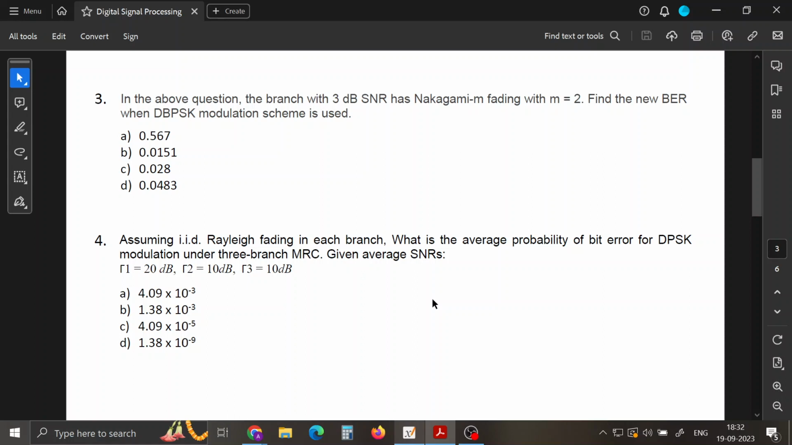Now if this is the condition, then we need to find the new bit error rate, and again the same dBPSK modulation scheme is used. So what we are saying is that one of the branches, the 3 dB average SNR branch, has Nakagami M fading with this m, which you call the fading figure, equal to 2. Now how will the bit error rate performance change? You use the same modulation scheme dBPSK. Okay, this Nakagami M also we looked at, right, the expression of the MGF and all, right? So again this is based on that formula.